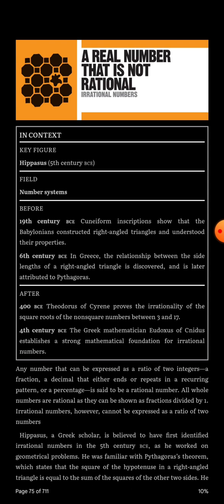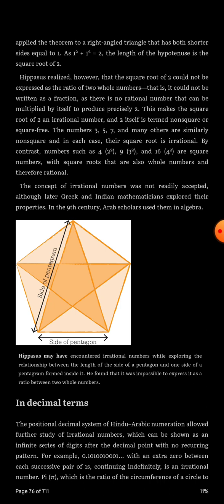on geometrical problems. He was familiar with the Pythagorean theorem, which states that the square of the hypotenuse in a right-angle triangle is equal to the sum of the squares of the other two sides. He applied the theorem to a right-angle triangle that has both shorter sides equal to 1. As 1 squared plus 1 squared equals 2, the length of the hypotenuse is the square root of 2.